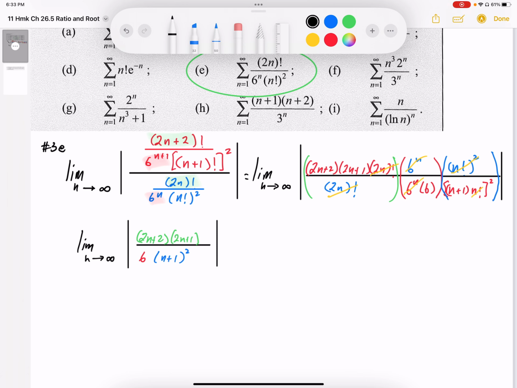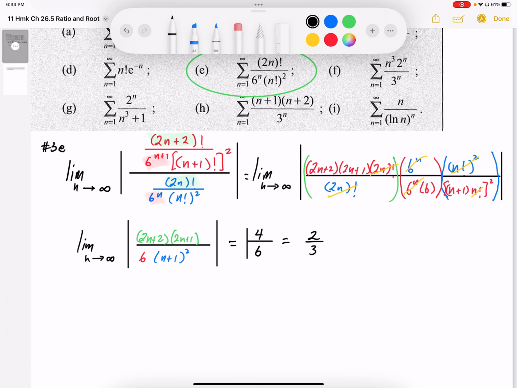And now I can apply my limit. My limit is going to be, well, the numerator is going to have the highest degree of n squared, so we're going to have 4n squared. In the denominator, we're going to have 6n squared. So we end up with 4n squared over 6n squared. Simplifies to 4 over 6. Okay, so our limit is equal to 2/3.